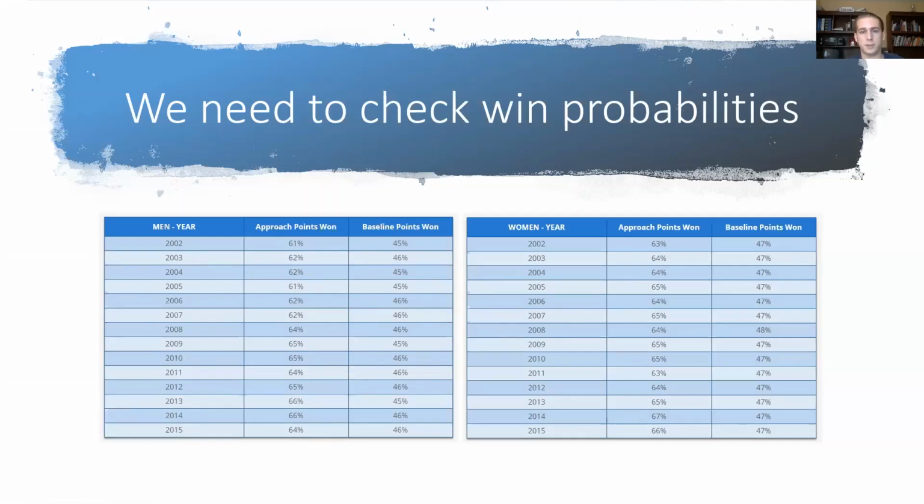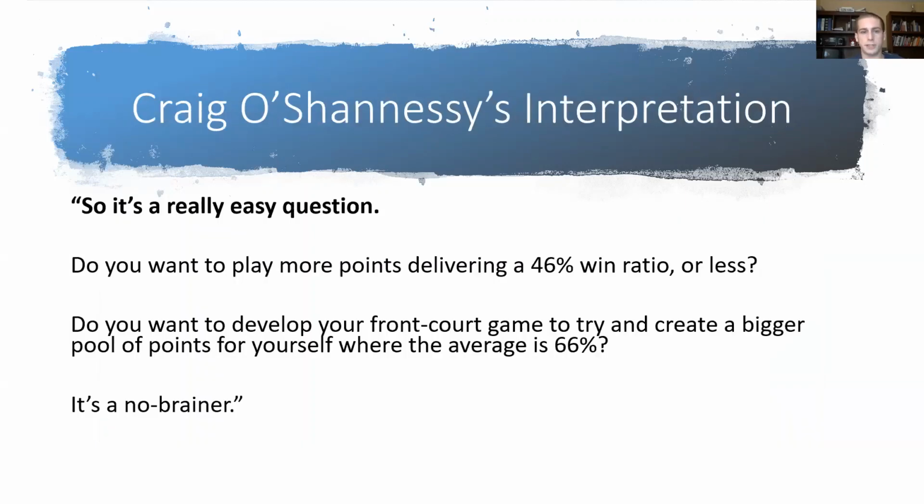And the way that Craig O'Shaughnessy interprets it, this is a quote that's taken from his article. He says it's a really easy, straightforward question. Do you want to play more points back at the baseline where your win probability is 46% or less than that? Or do you want to develop your net game to create a larger group of points for yourself where you can win 65, 66% of the time? And he concludes by saying it's a no-brainer.